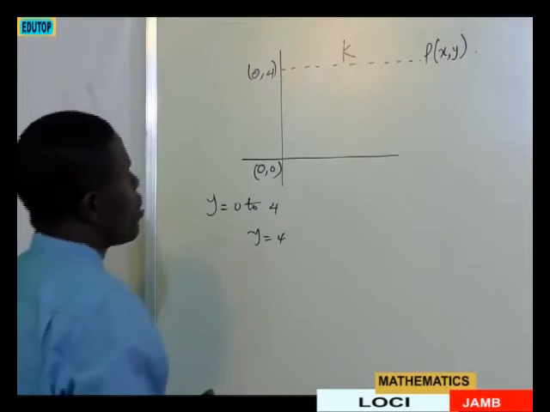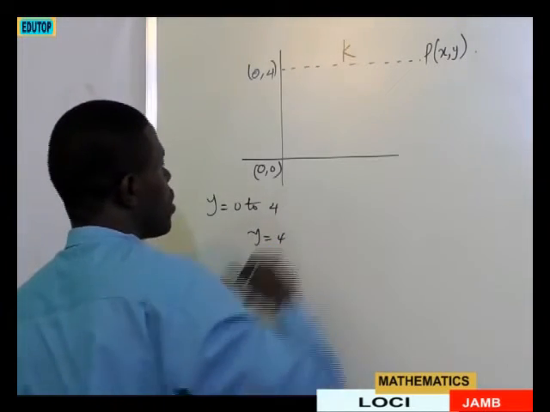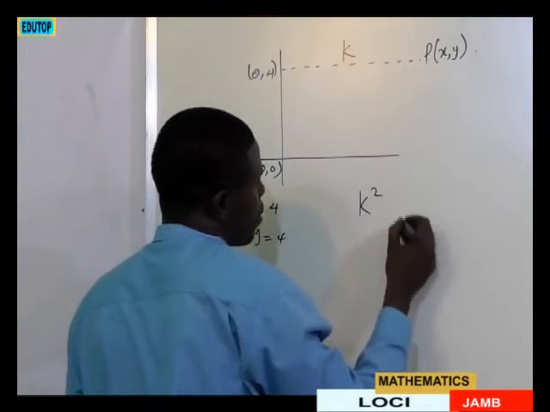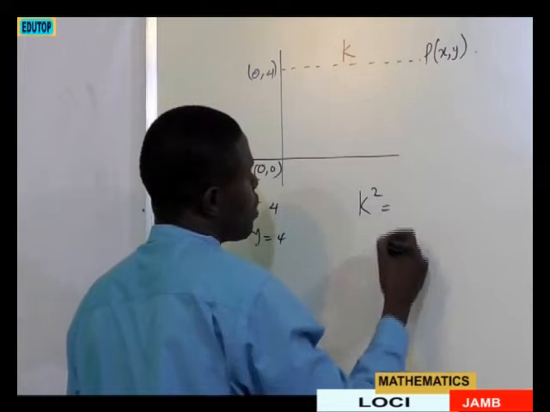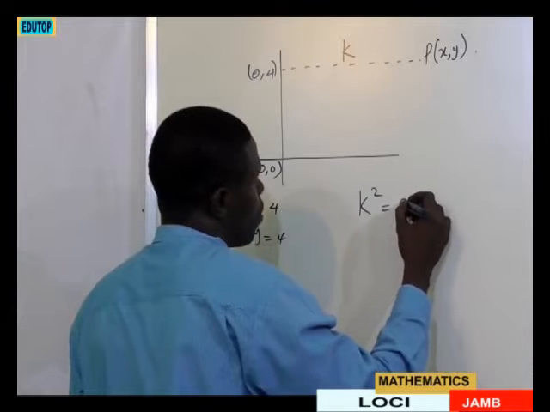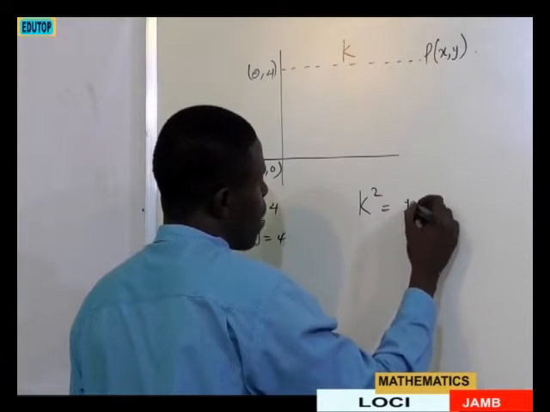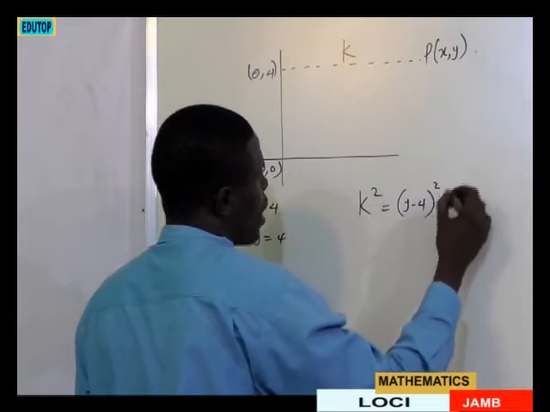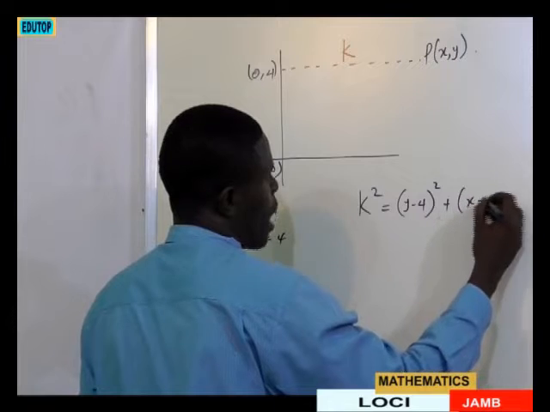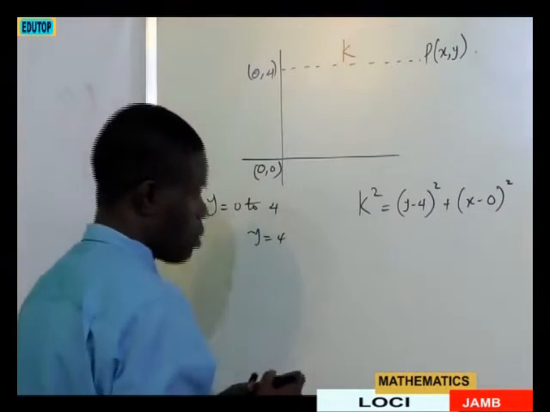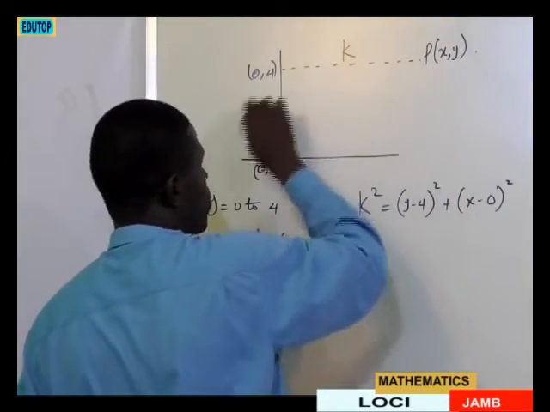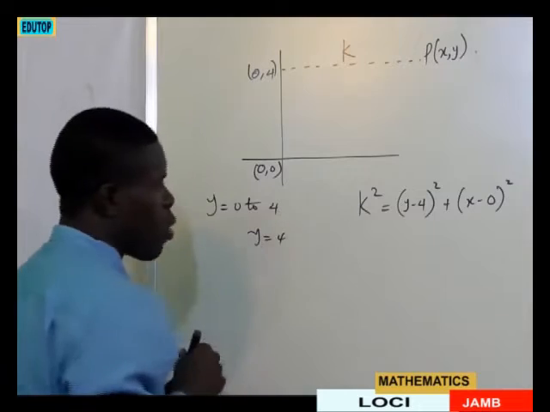So in this situation, if you are to determine the distance between these points, all we need to do is to say K squared, because that's the formula for calculating the distance, equals y minus 4 squared plus x minus 0 squared. Because our y is 4, our x is 0.